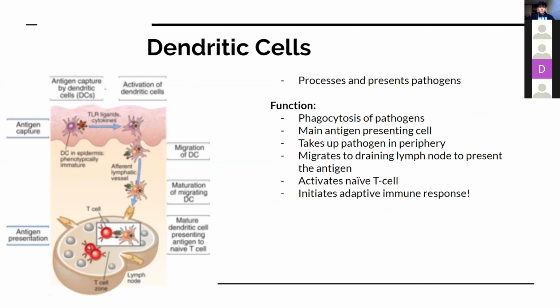Dendritic cells. So dendritic cells effectively process and present pathogens. Their function is phagocytosis and being the main antigen presenting cell, and they take up pathogens in the periphery and then migrate to the draining lymph node and activate your naive T cells. So they're your main APCs. As you can see on the left there, that's a pretty great diagram of what you need to know about dendritic cells and how they work. So learn that diagram. All right, let's move on to the next one.